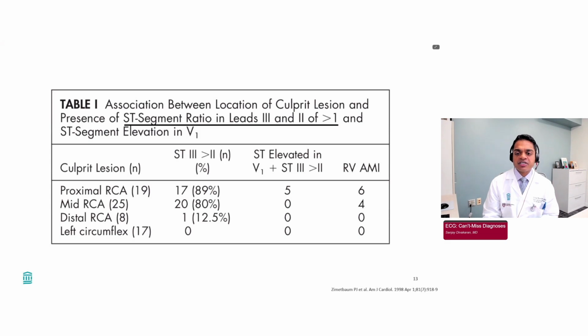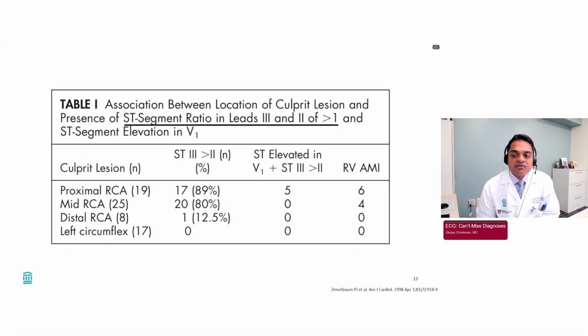And so, what are some of those criteria? These are data from Peter Zimmerbaum at the BI, in which they studied 69 consecutive patients who presented to the Beth Israel Deaconess Medical Center for an inferior wall acute MI.